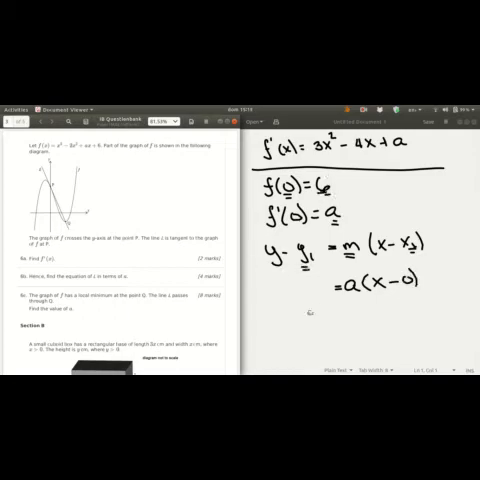Hence, the equation is y minus 6 equals a times x. And then solve for y.